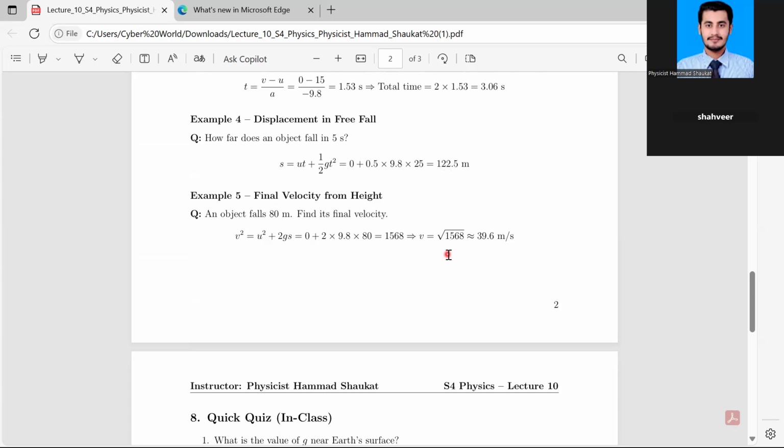Now let's move over to the last problem, which is: an object falls 80 meters. Again, the object falls, which basically means it is moving under the action of gravity. Find its final velocity. And this 80 meters is basically the distance given. So which equation of motion are we supposed to use in this scenario?